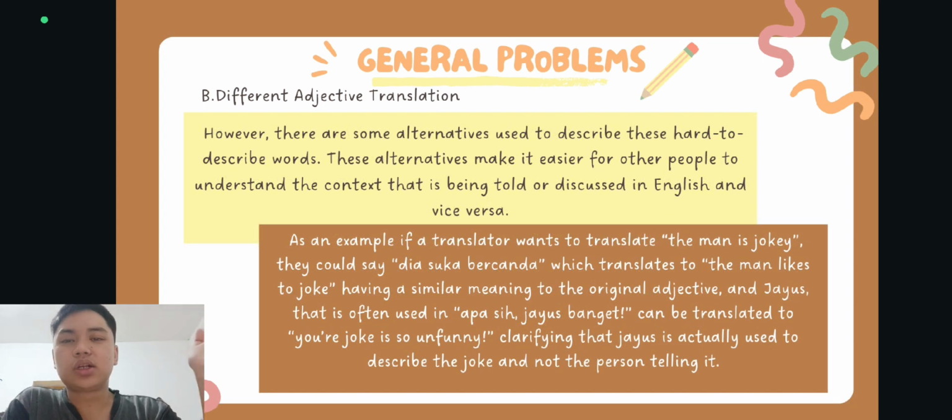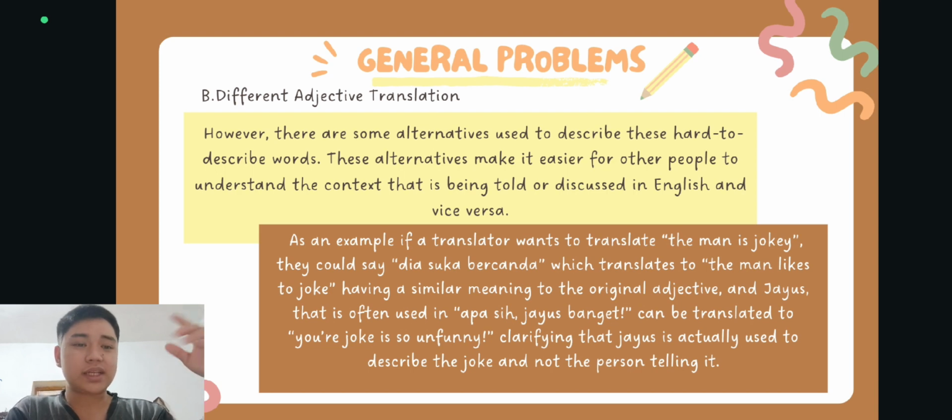However, there are actually some ways that a translator can use to describe these hard-to-describe words. These alternatives make it easier for other people to understand the context that is being told or discussed in English and vice versa. As an example, if a translator wants to translate "the man is jokey," they could say "dia suka bercanda" in Indonesian, which translates to "he likes to joke," having a similar meaning to the original adjective.